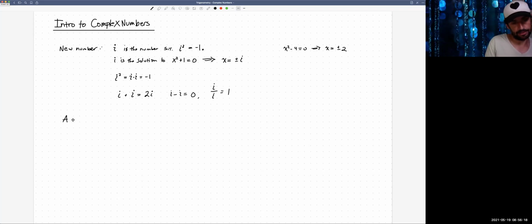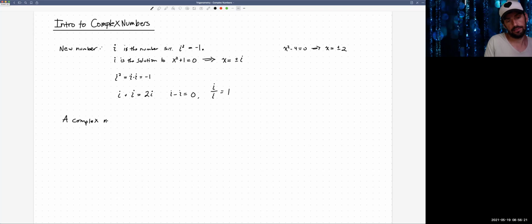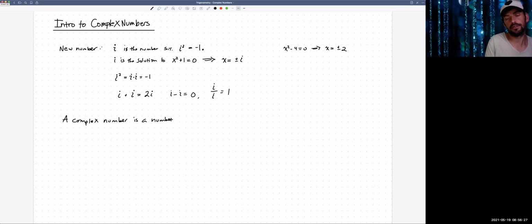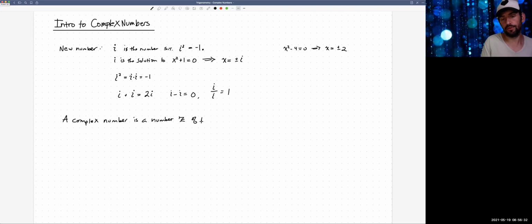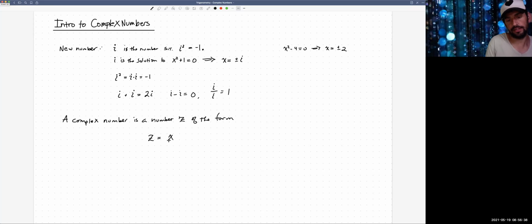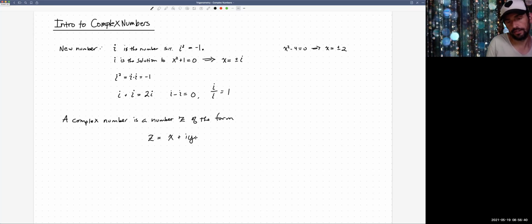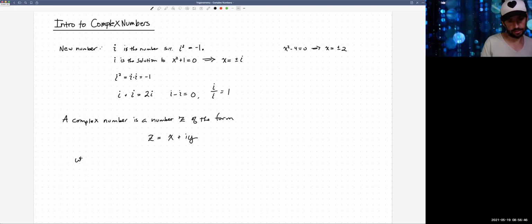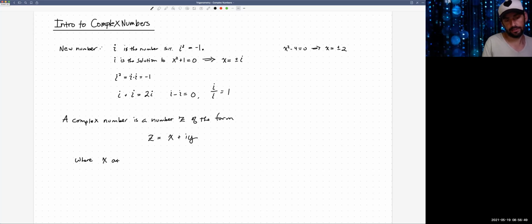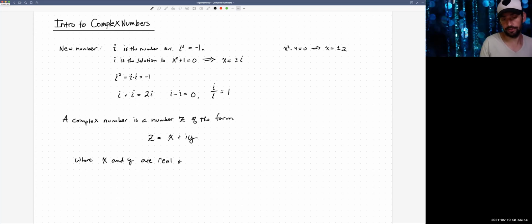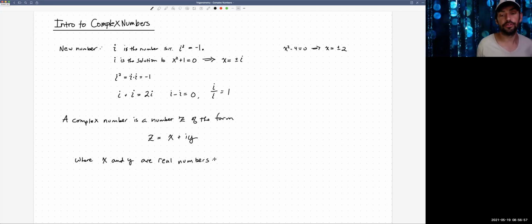A complex number is a number, I'll call it Z, of the form Z equals X plus iY. Okay, so X and Y are real numbers, right? The regular old numbers that we are used to, okay?